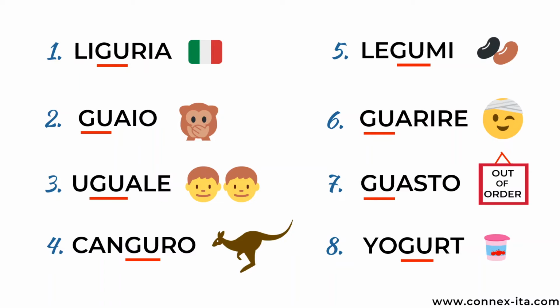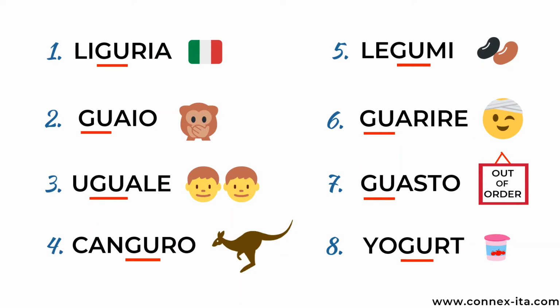Moving on, canguro, canguro is the kangaroo, and legumi, legumi is a generic term to refer to different types of beans. The next one is a verb, guarire, guarire means to heal. It's for when you recover from an illness or an injury. Then the word guasto, guasto, is to say that something's broken or out of order.